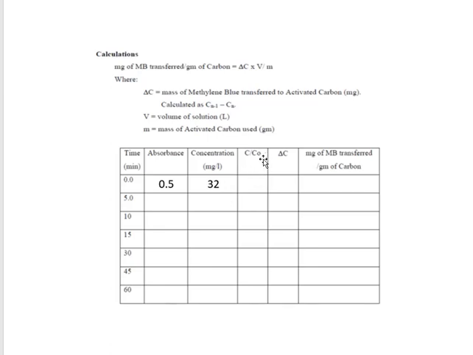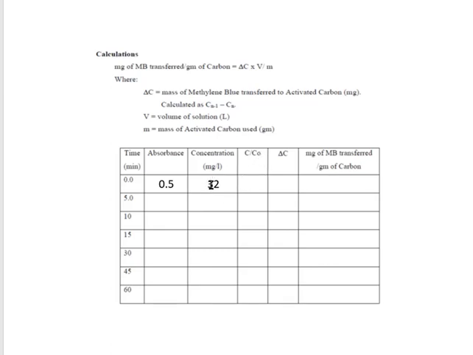C over C naught is the ratio of the concentration. C naught is the concentration at 0 time. At 0 time the concentration is 32, for example. Here at 5 minutes it is maybe reduced to 30, or then 28, and then it will keep reducing. So C over C naught is this value divided by the initial value.